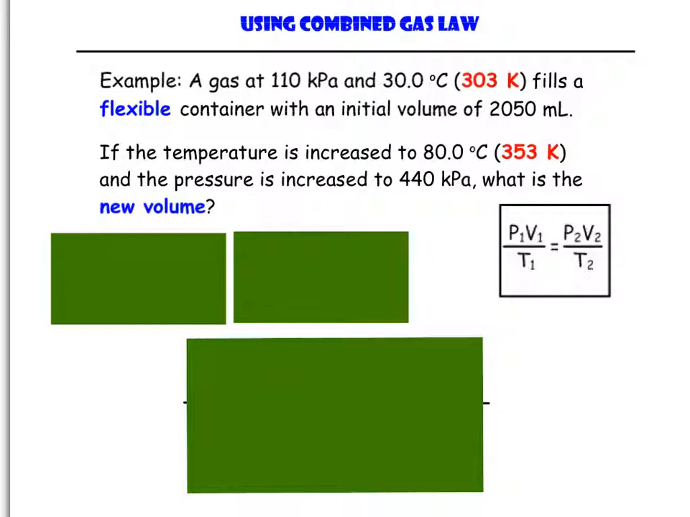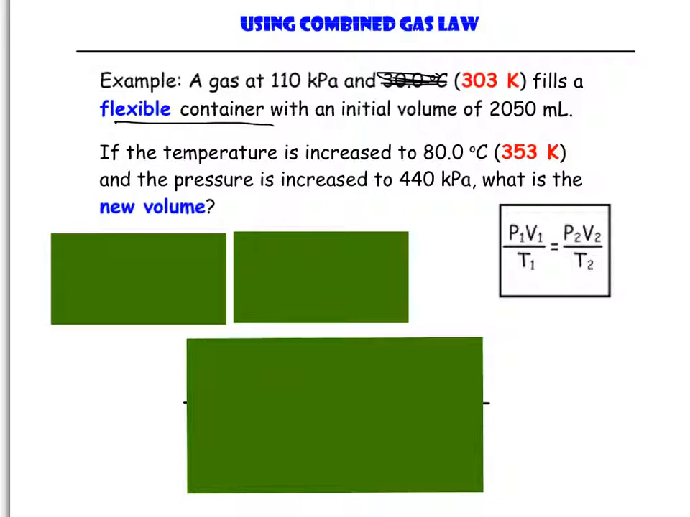Okay, now that you have tried to solve this problem on your own, let's go through and figure this out. So, a gas at 110 kilopascals and 30 degrees Celsius, again we don't want to use Celsius, so I'm just going to go ahead and cross that off since it gives me the temperature in Kelvin, fills a flexible container. The reason it says flexible is it just means that the volume can change. Unlike when we talked about that can of soup example, where the volume is not going to change, this is more like a balloon, where its container is flexible and its volume can change.